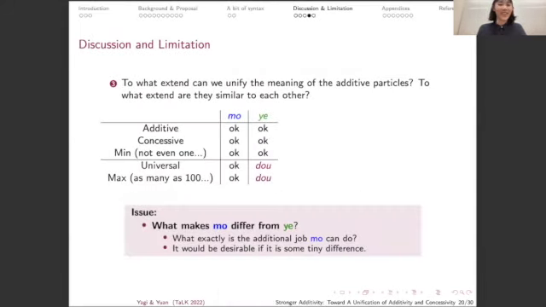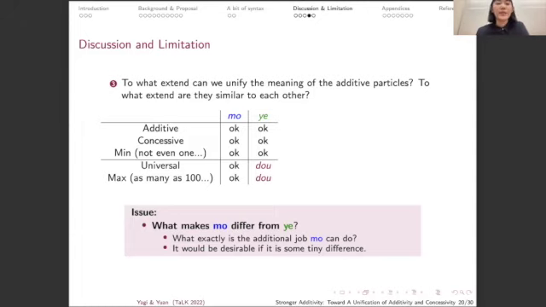Okay, so here is our last part. We're also curious about how to unify the meaning of the additive particles in Japanese and Mandarin. It is very famous that the Japanese particle mo also has a universal quantification use. It can also be used as, for example, a minimizer, not even one, or in the case of a maximal number, such as as many as 100 people came.